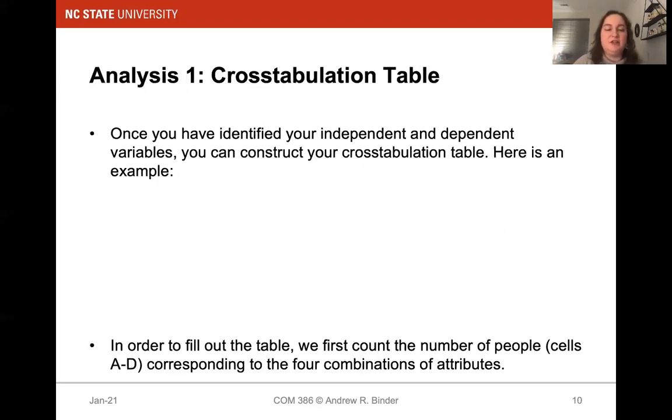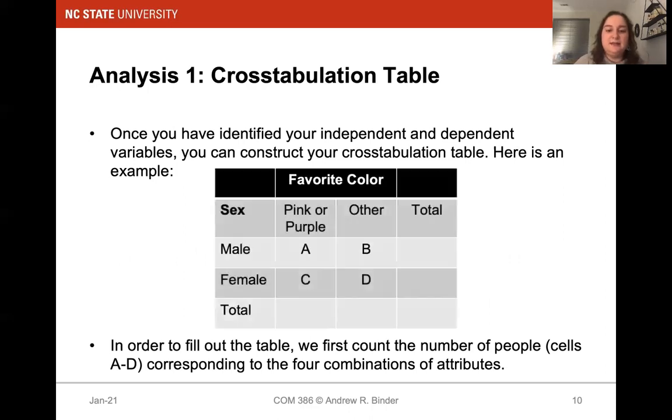So cross-tabulation tables. So once you've identified your independent and dependent variables, you can construct your cross-tabulation table. So we're going to kind of just look at an example here, and it again pertains to the data sets y'all have already worked with. So you can see here we have one variable being sex. So you could have male or female there, and then favorite color, pink or purple being one, and then other being your second.